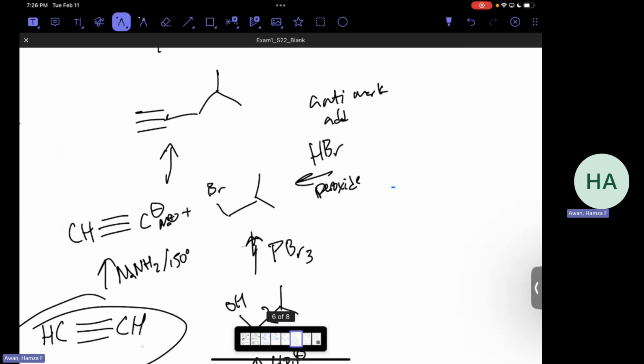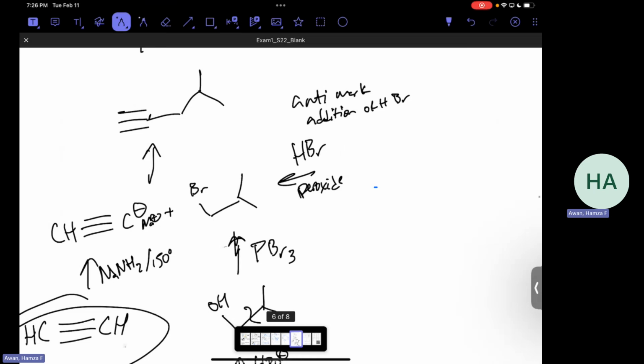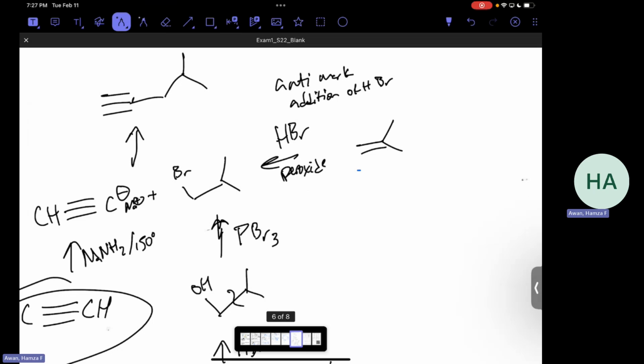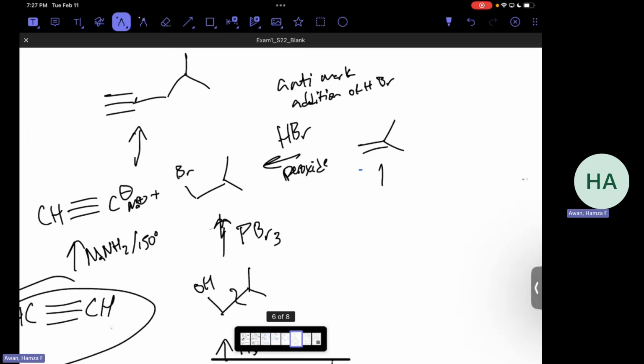Mark addition of H and Br, which means that the Br would go on the more substituted side, right? And so what we would have is an alkene now. This is technically a 4 carbon alkene, so we can't use this as a beginning. But what we can do is turn this into an alcohol with the H2SO4 and heat. And that gives us our OH right here.